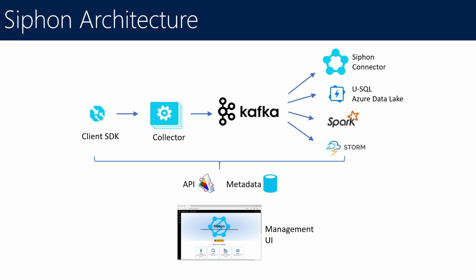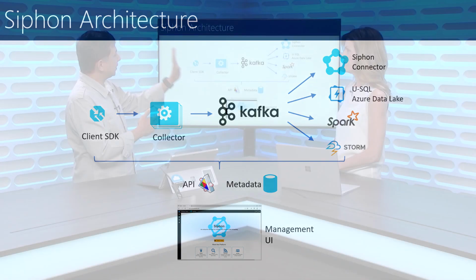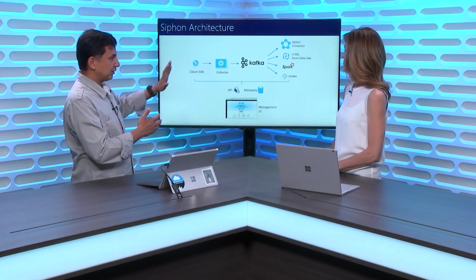This is a quick overview diagram of Siphon. Let's take a quick look, from left to right. There's an SDK that data producers use to send data to this service. The second piece is a collector service that receives all the data and does a few other things like authorization, makes sure the data is secure, and persists it into the Kafka cluster. That's the heart of the PubSub service that Siphon is providing.